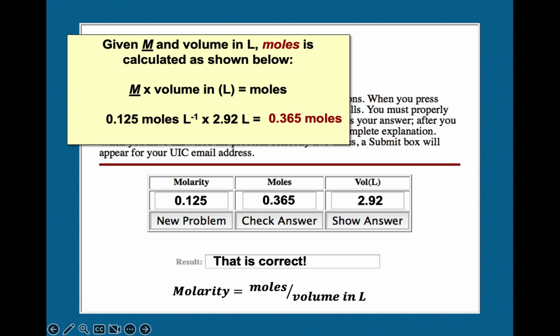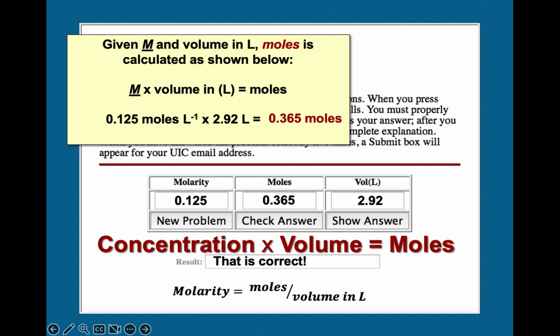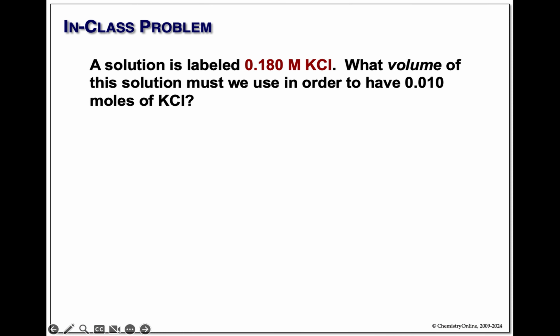Now, here's something that we just did that's worth remembering. Remember I said mass over molar mass was good? Well, what we did here was to take concentration, that's molarity, multiplied it by volume, and we got moles. So remember this one. Concentration times volume is moles. Worth remembering. All right, so let's look at some more problems.